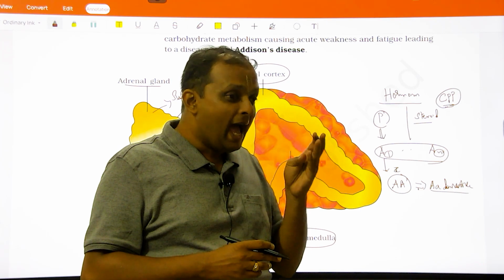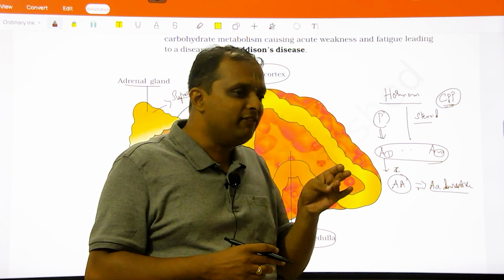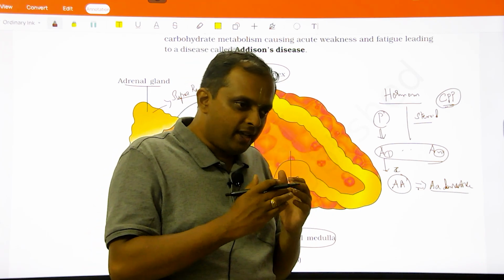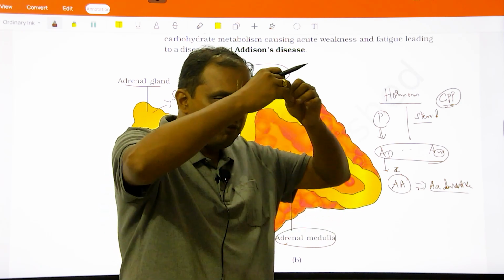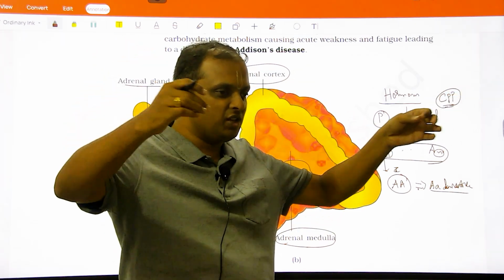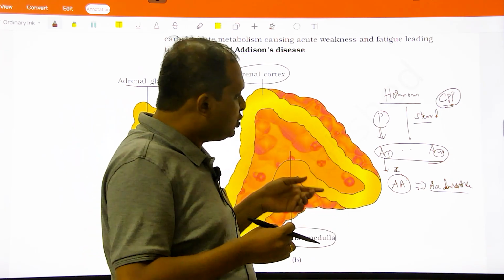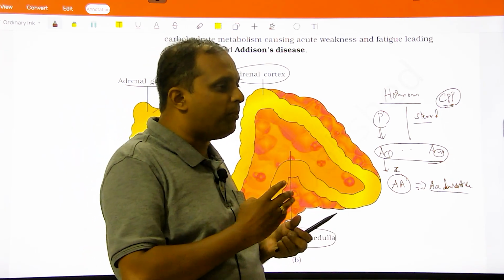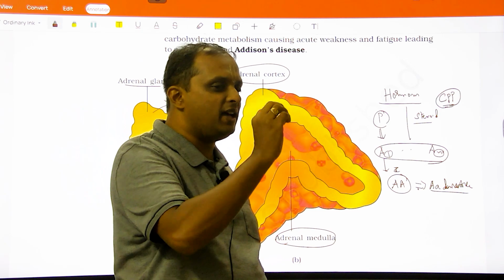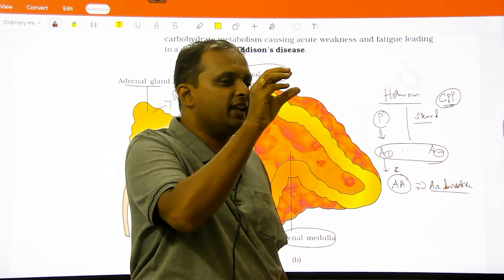Protein hormone, amino acid derivative. What is the difference? I repeat again, your protein hormone is made up of a sequence of amino acids, a stretch of amino acids which are connected by peptide bonds, whereas your amino acid derivative is just made up of a single amino acid which gets modified here and there.